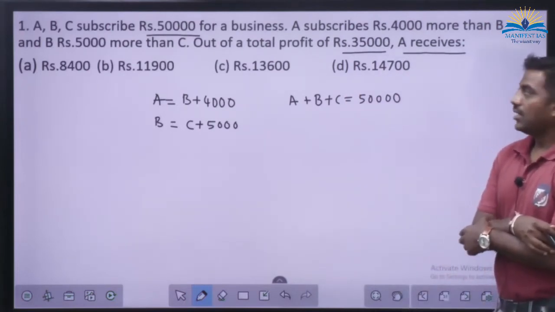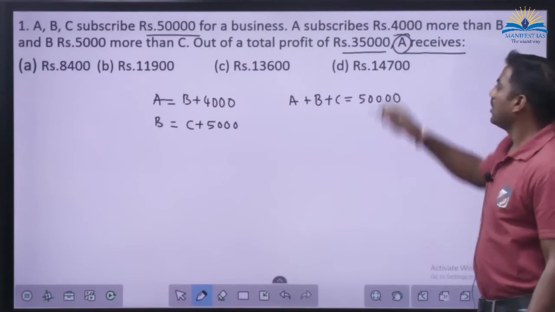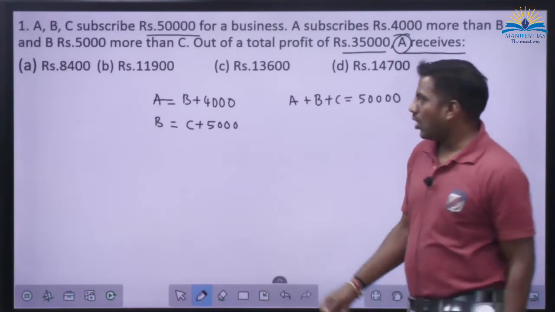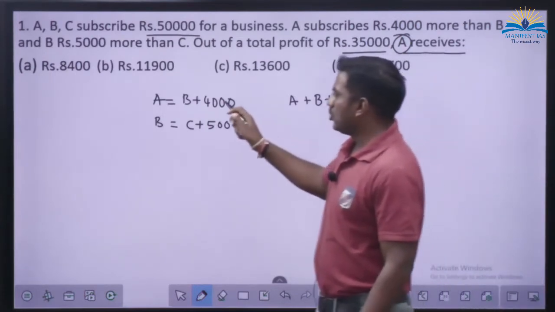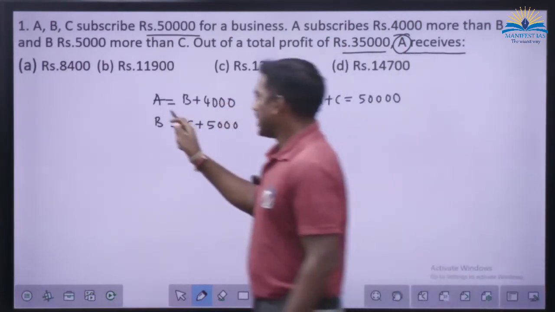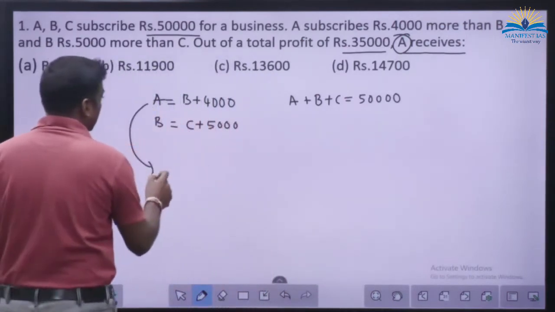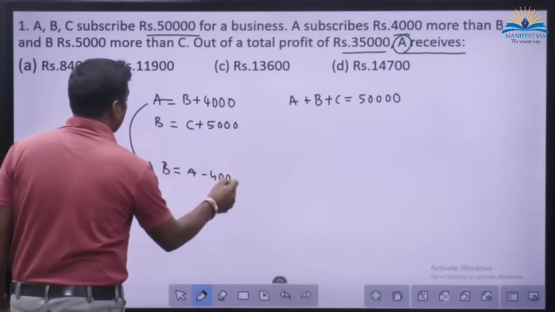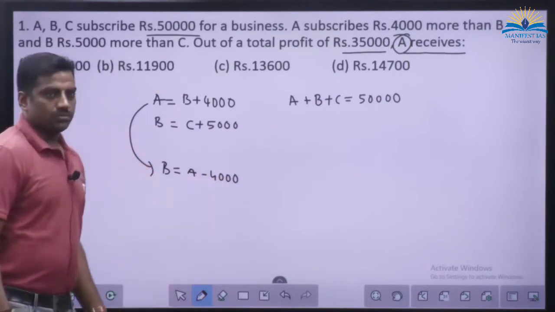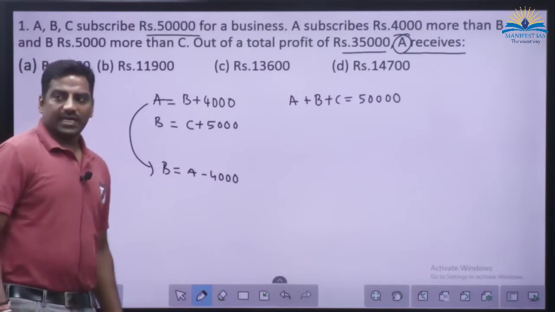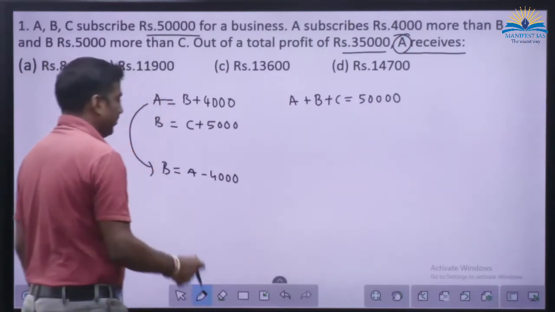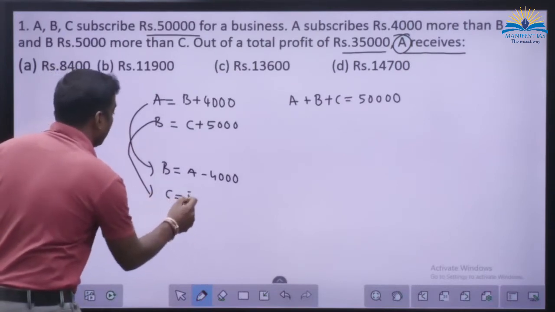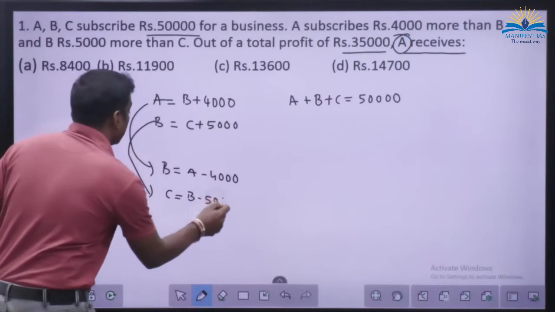Now what do we want? Whose share? B and C we don't want. We can discard them. So how do you discard B? When you substitute B in terms of A. So can I write B is equal to A minus 4,000? Similarly, C. C is equal to B minus 5,000.